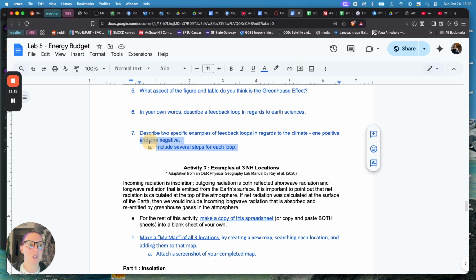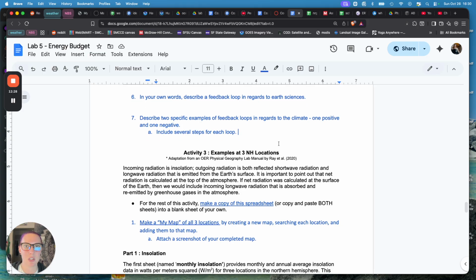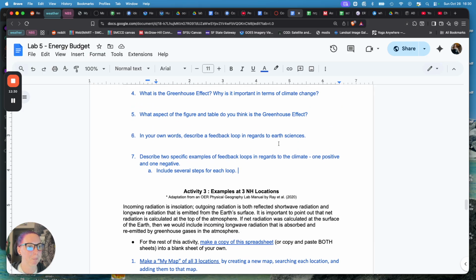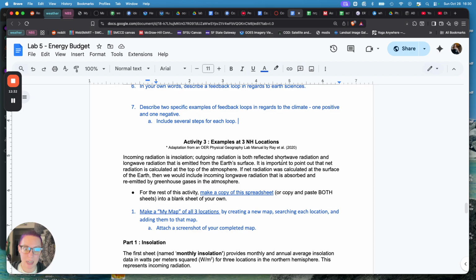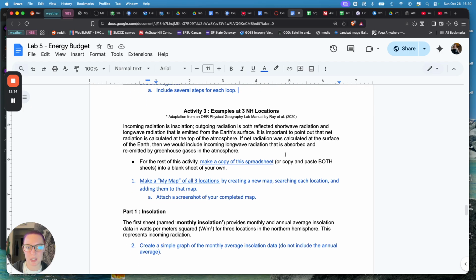And I want you to include several steps for each loop. I want you to be specific here. I don't want you to be general. So please make sure you're using very specific actual loops. And if you're having any trouble with this or need any assistance, do please feel free to reach out and I can provide you resources. Then your final activity here is going to once again utilize a spreadsheet to help us graph and calculate some data.